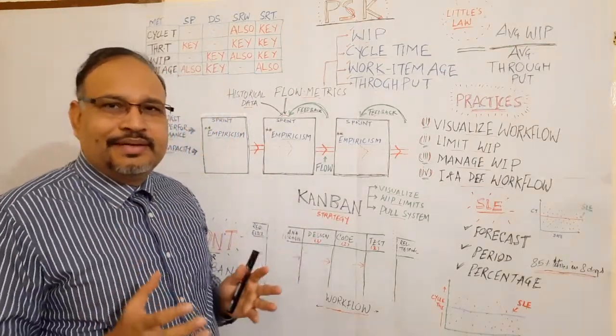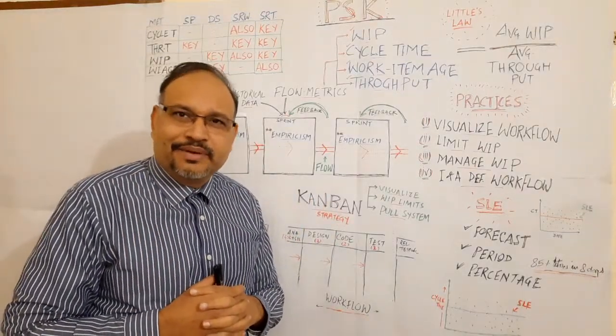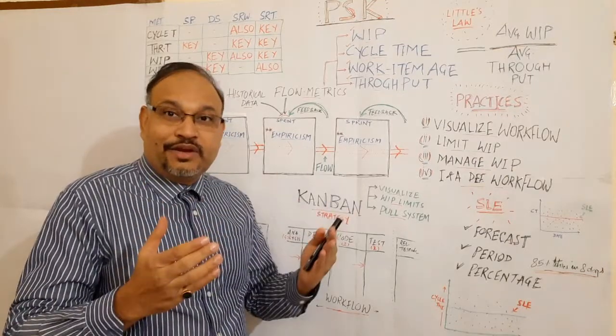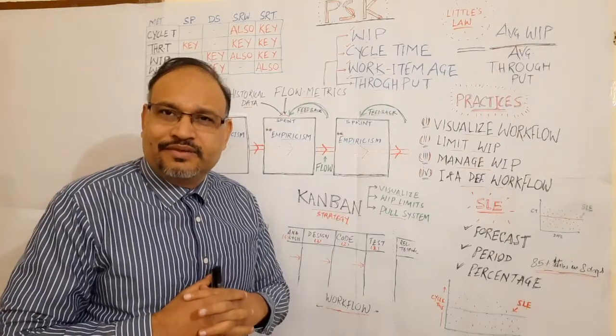For example, at the end of first week, we might like to know how many PBIs have been completed, and at the end of second week, which could be the end of the sprint also, how many PBIs got completed as per the definition of done.